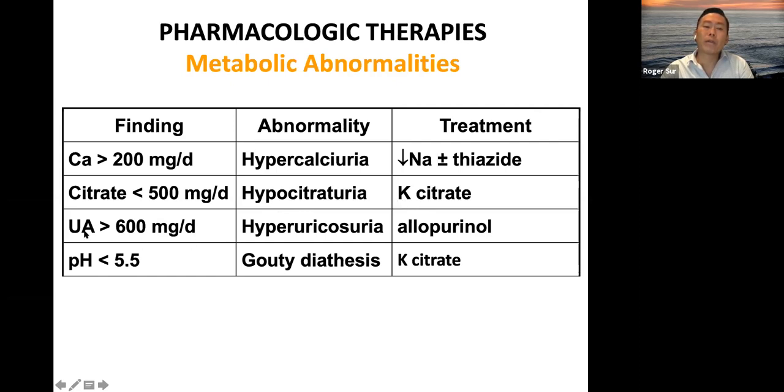What if they have a lot of uric acid in their urine? Hyperuricosuria, the treatment is allopurinol. What if they have a very acidic urine, what we call gouty diathesis? It's called gouty diathesis because typically kidney stone formers who make uric acid stones oftentimes have gout. So the term is coined gouty diathesis. Anyway, the treatment is like hypocitraturia, potassium citrate. Let's go more into this here.